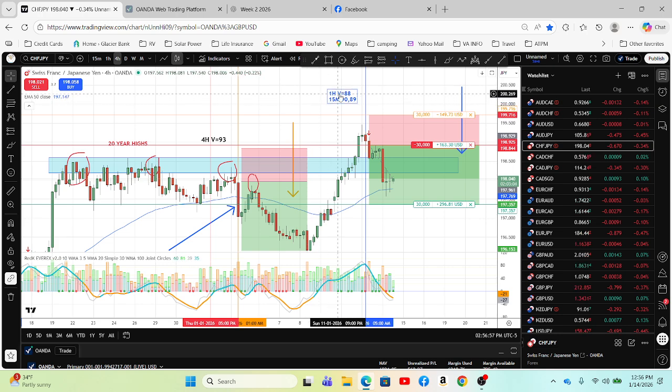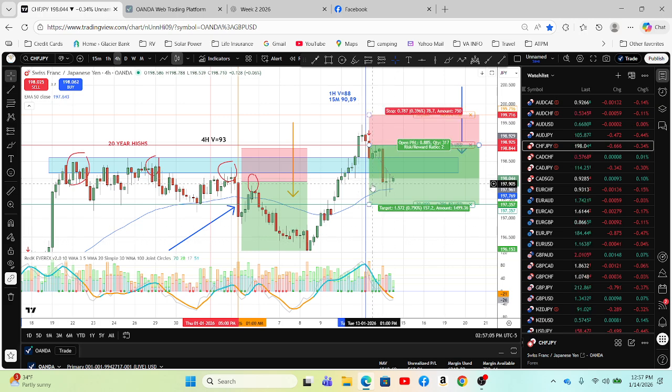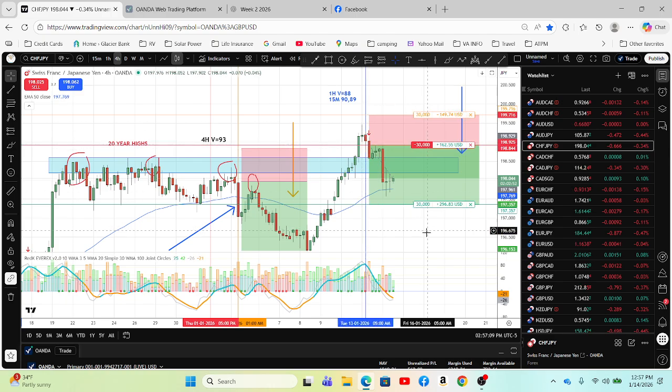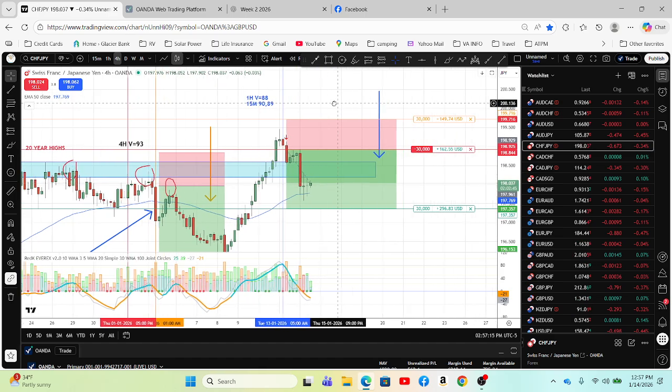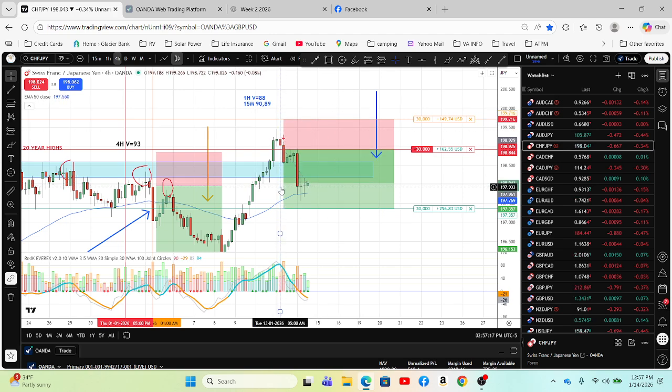So here, 1 hour volume was at 88, and 15-minute was at 90 and 89, which is not great, but it's not bad either. I felt like this was a strong setup, and it's not an A plus, but it is a strong A. And so, when did I take this one? Yeah, I took this one yesterday. Look at that. Took it yesterday.